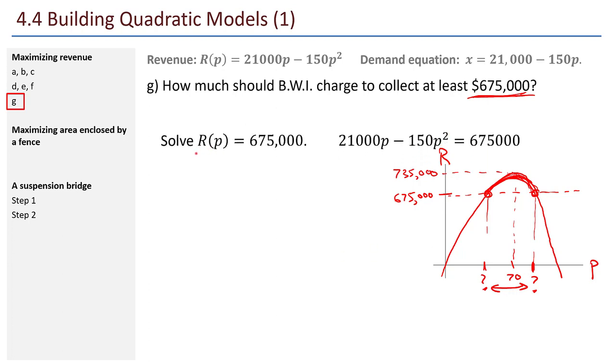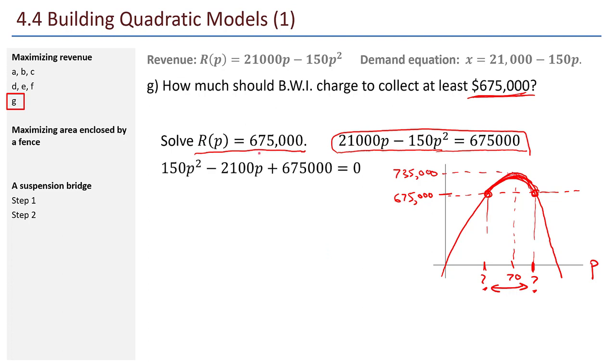Well, what we do is we solve R of p equals 675,000. And so to do that, I have my R of p, which is 21,000p minus 150p squared, and I set that equal to 675,000. So this is the equation to solve. Now, it might take a couple steps that I'm leaving out here, but I want to turn this equation into standard form. So I want my p squared first, and then the p term, and then the constant, and I'll multiply appropriately so that this is a positive 150 out front. So see if you can make sense of that, I can turn that equation into sort of standard form here.